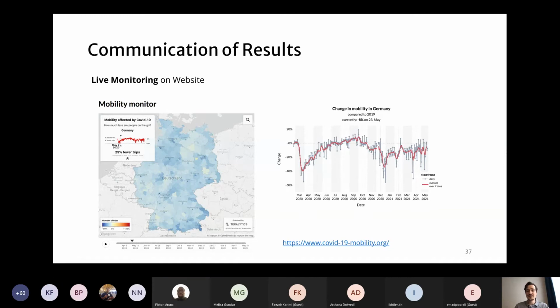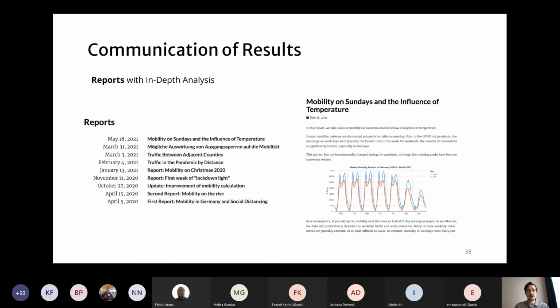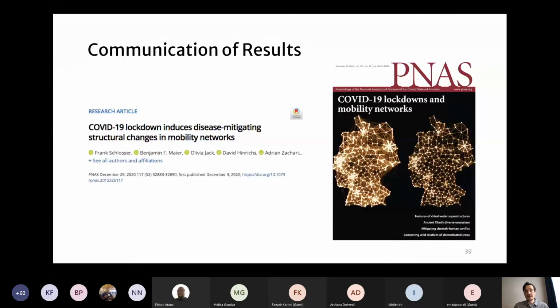Together with these national statistics or for the different federal states. And then we also have published several reports where we highlight different aspects of mobility and these different questions that popped up over time that we were all able to answer with this one data set because it contains so much information. And finally, yes, we did get a paper out in December 2020, which actually made it onto the cover of PNAS, which was very nice.